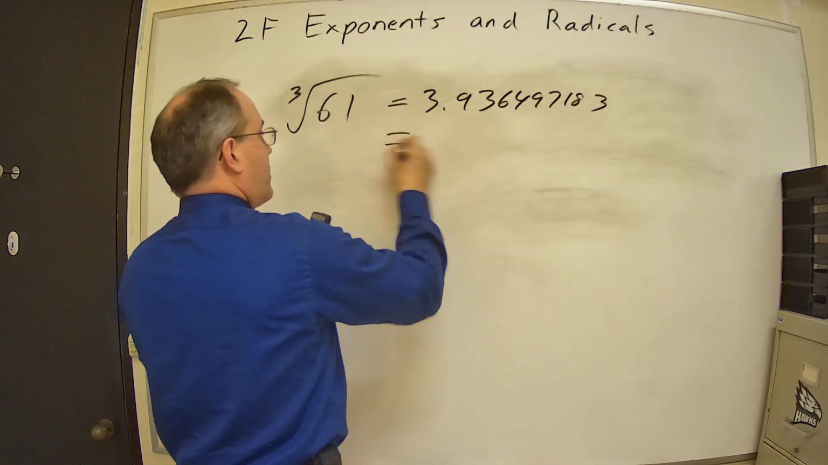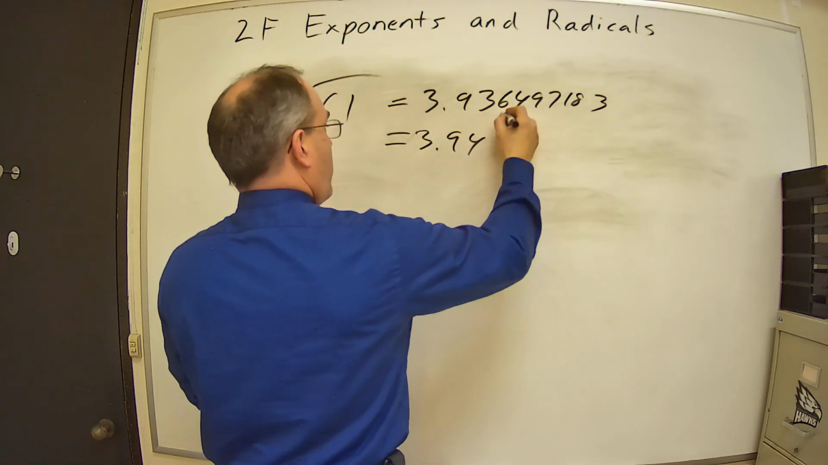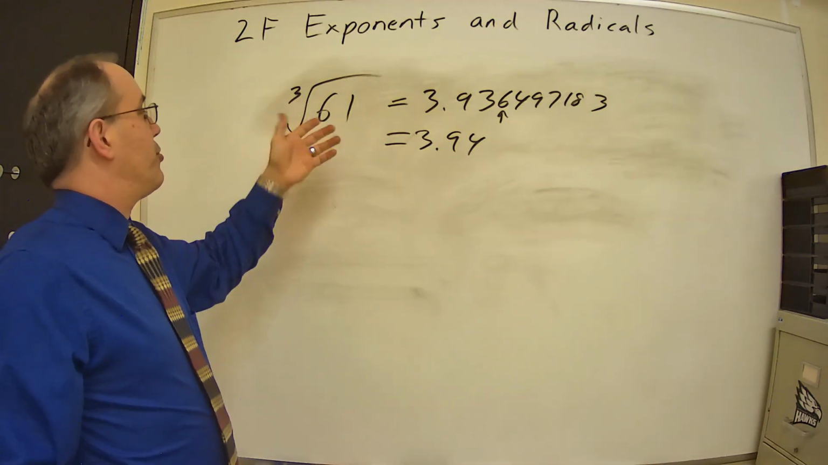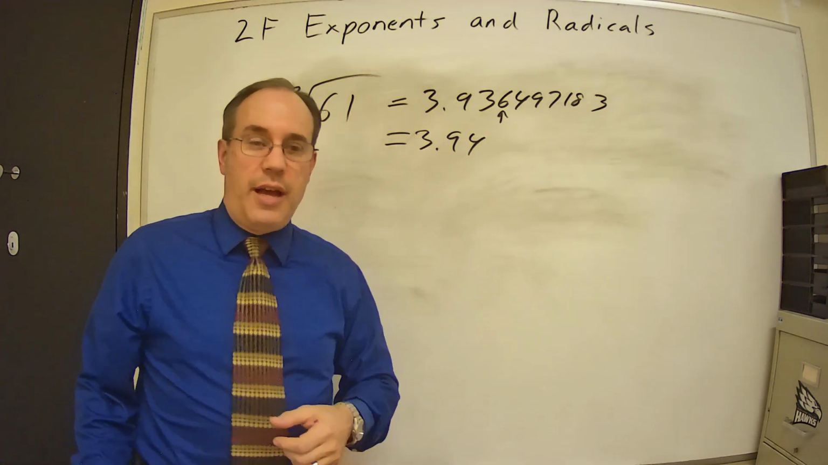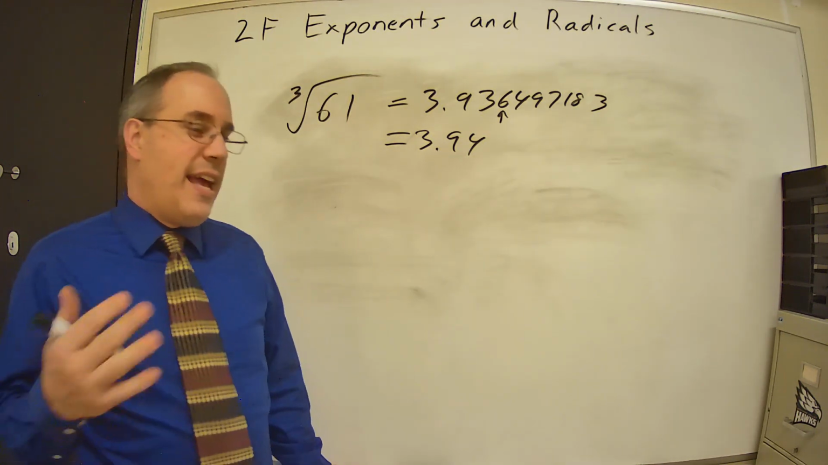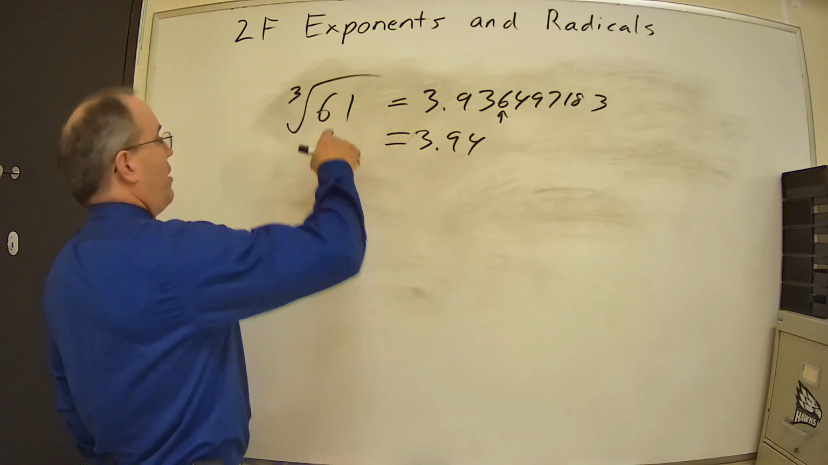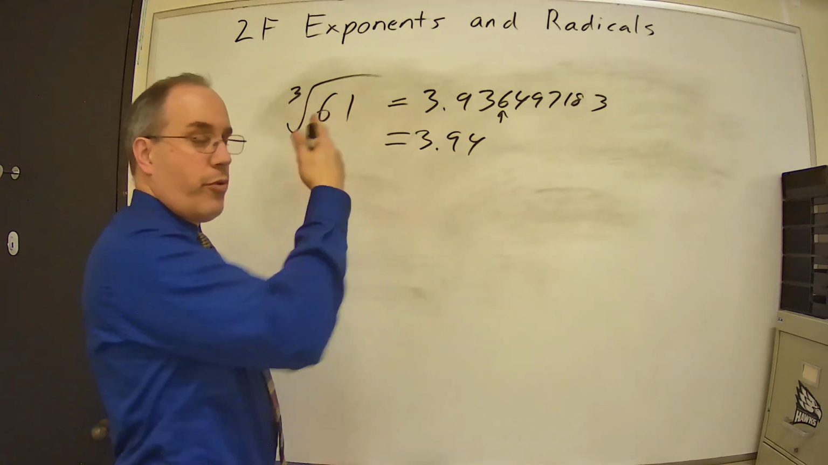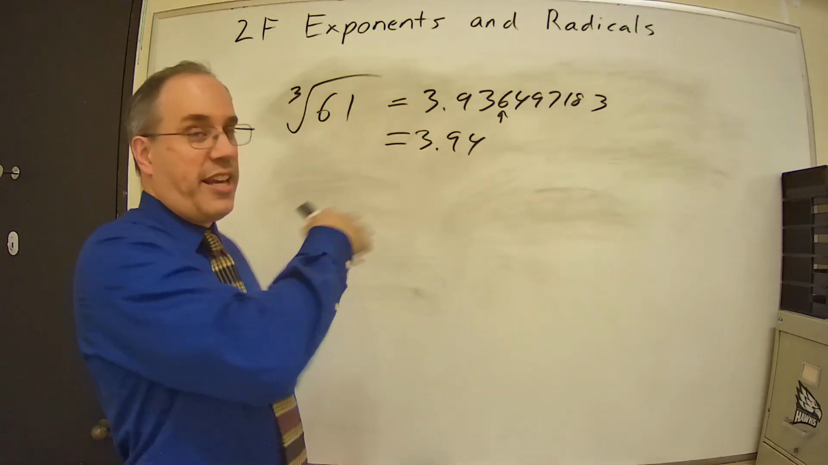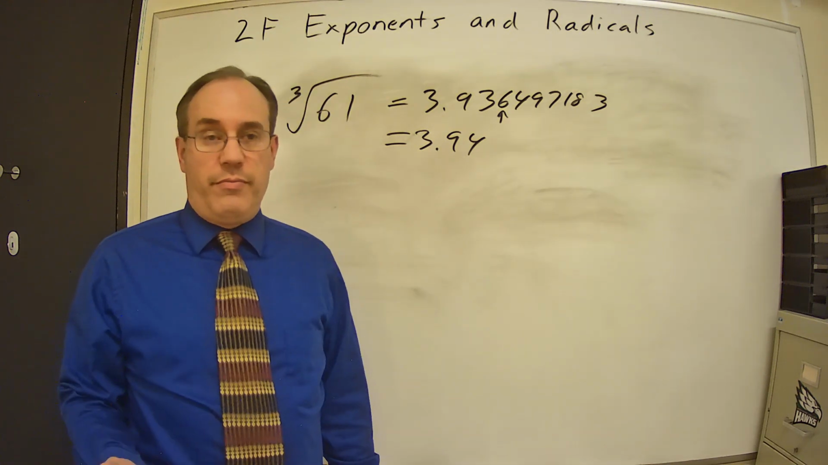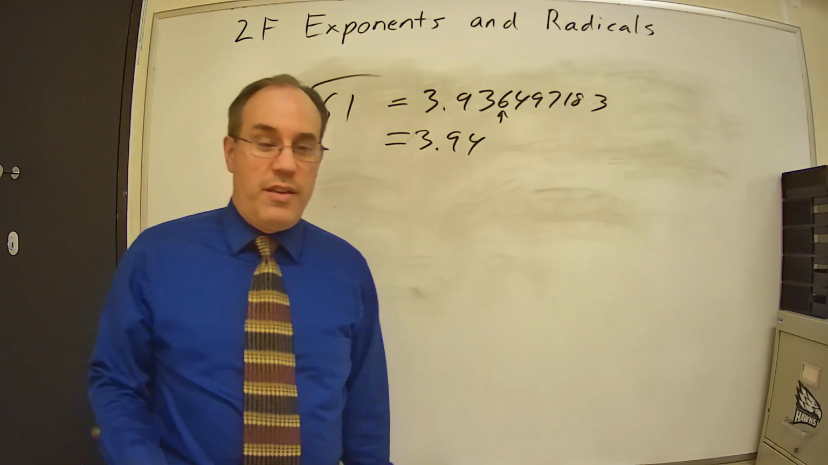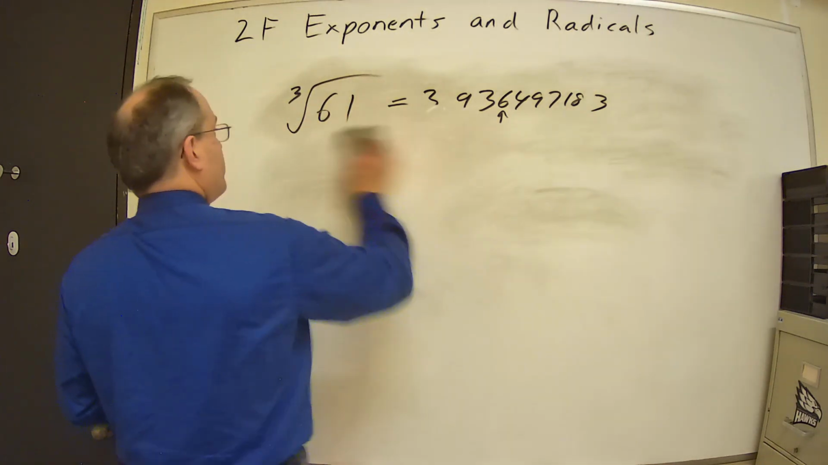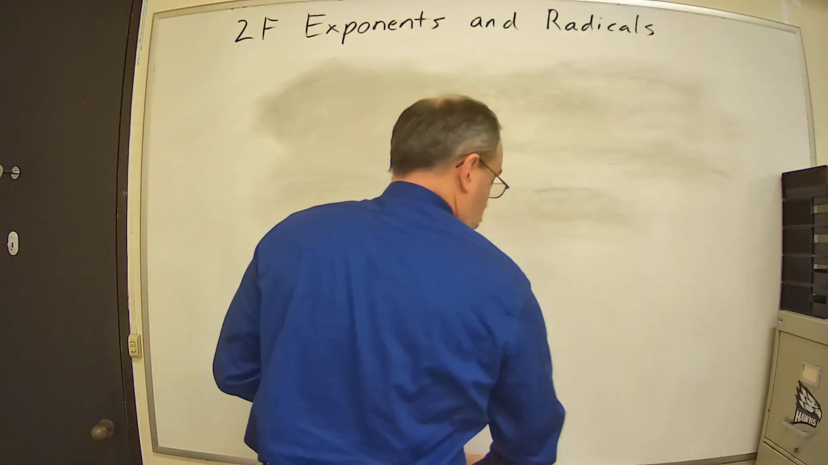3.936497183, or I can say 3.94. Remember, we're looking at that next digit to cause us to round up. So the cubed root of 61 is approximately 3.94. Now realize that any time you have a non-perfect square or a non-perfect cube, when you take the square root or the cubed root, you're going to end up with an irrational number. It's going to go on forever. That's all there is to it. Okay? So keep that in mind. But that's how we deal with square roots and cube roots.